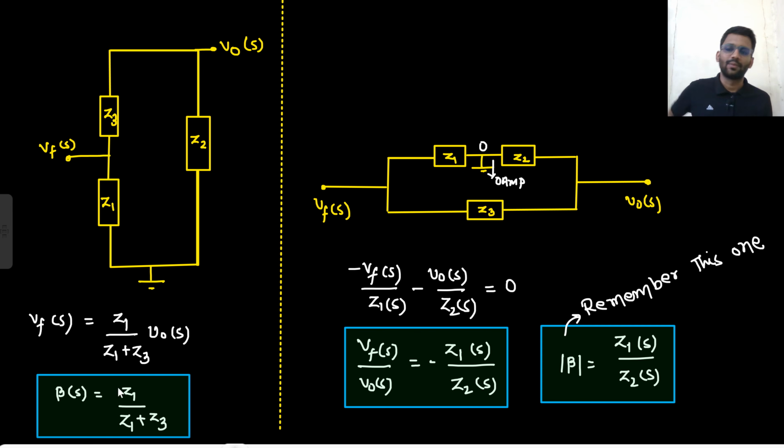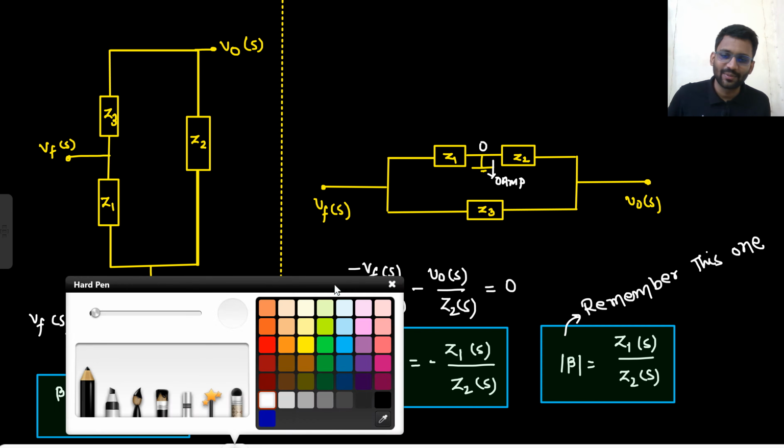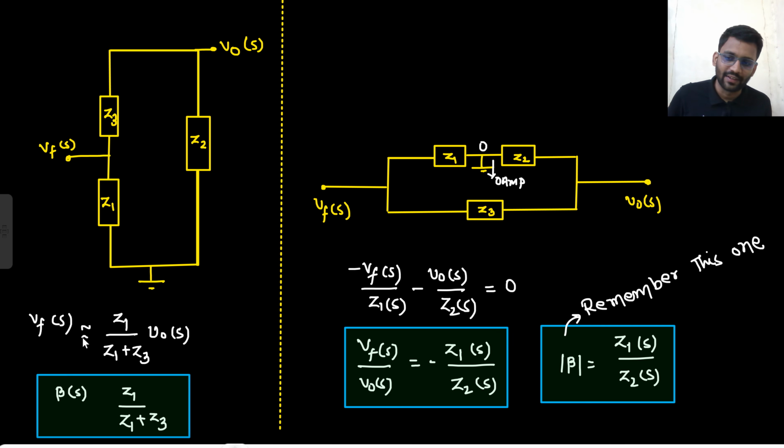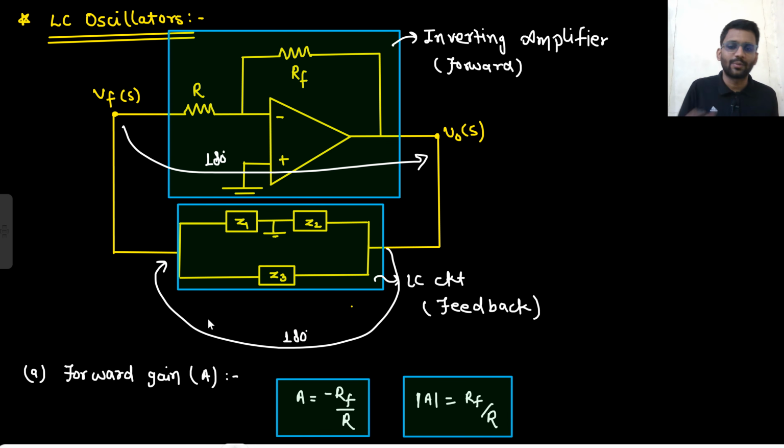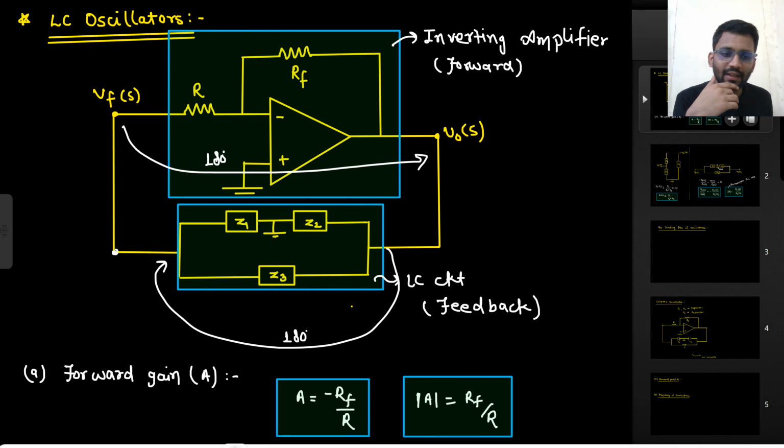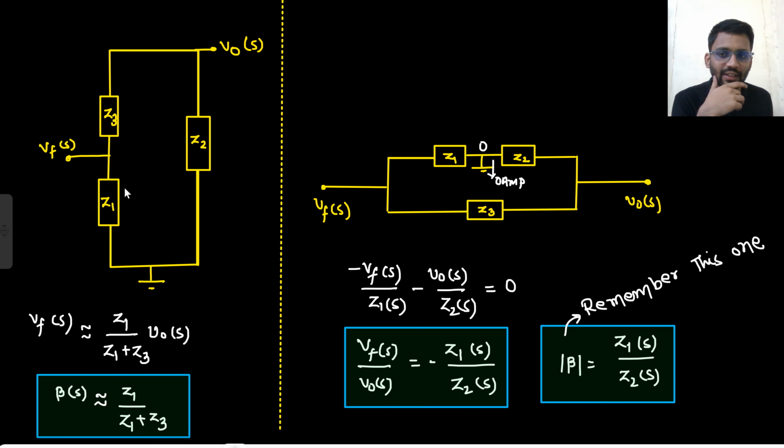I will tell you one more thing now. Now this is also an approximated one. Why is it approximated? What do you think? This was our VF, no? What did I do? I simply applied the voltage division, Z1 upon Z1 plus Z3 into V0.